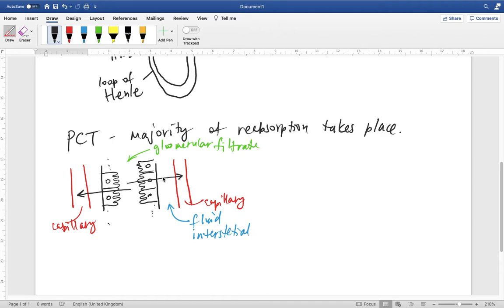It needs to get out of this cell into this space filled with fluid, and then it needs to get through the wall of a capillary in order to end up back in your bloodstream. So that's the process which needs to happen in order for reabsorption to take place. So now what I'm going to do is enlarge one of these cells.